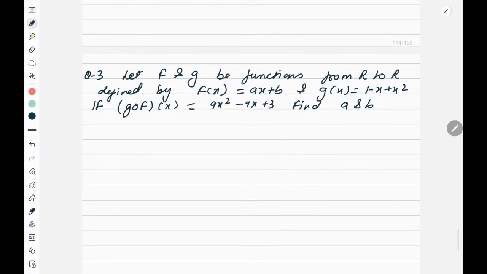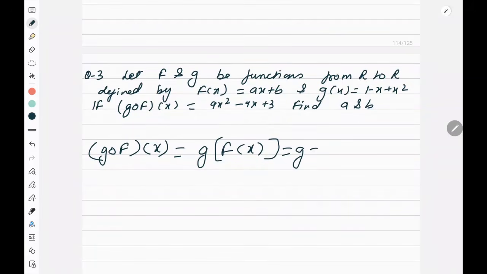Now this question is a very important question. Let f and g be the functions from R to R defined by this and this. If g o f is this, find a and b. So let me first find out g o f from my end. Okay. So this is g of f of x. So g of, what is f of x?